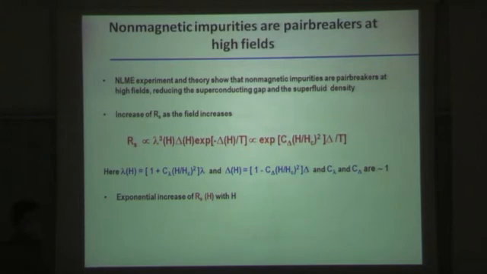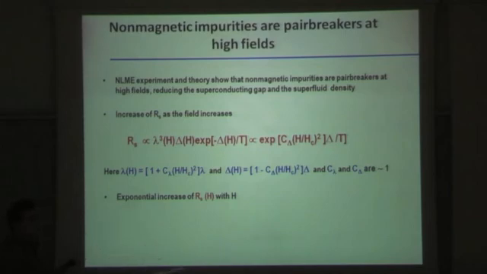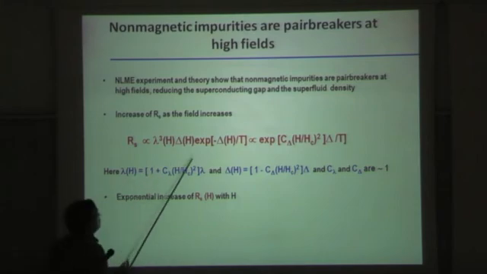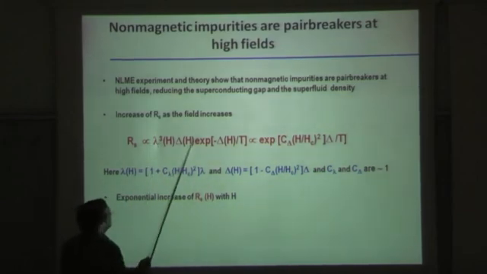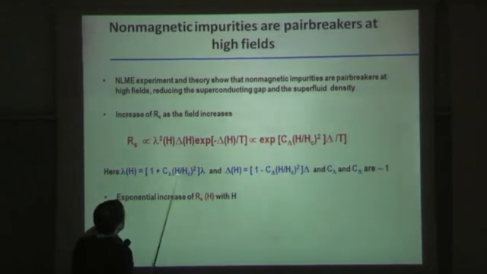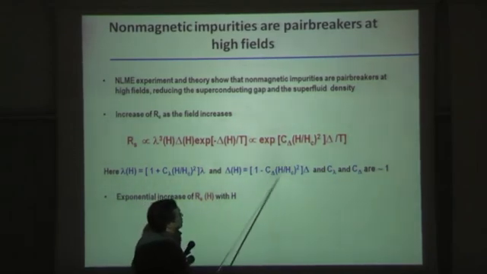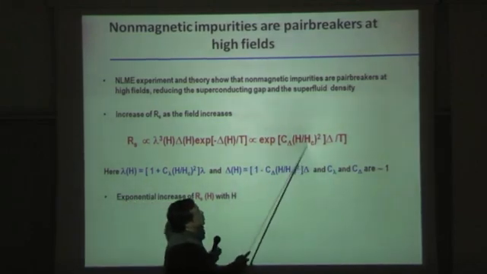In the dirty limit, we have a different situation, because in the dirty limit, non-magnetic impurities become pair breakers, as I showed before, because we have the nonlinear Meissner effect. The nonlinear Meissner effect means that the superfluid density is reduced by impurities if we apply current. As a result, we can simply take a formula for the surface resistance and say, now my lambda and delta are functions of H. And from the results I showed before, lambda increases quadratically, and the superconducting gap also decreases quadratically. And that gives us the surface resistance which increases exponentially like this.